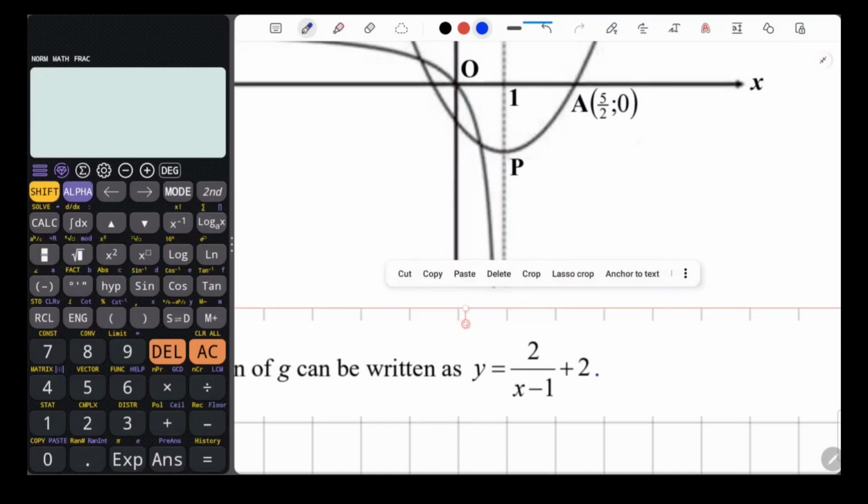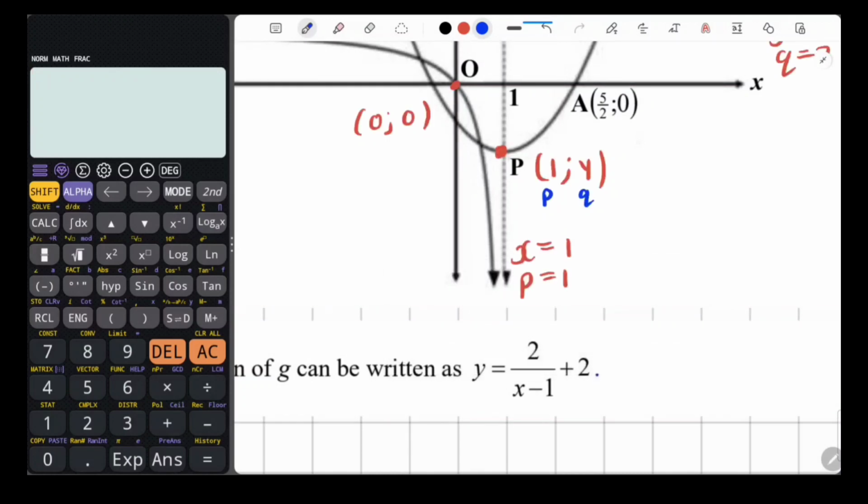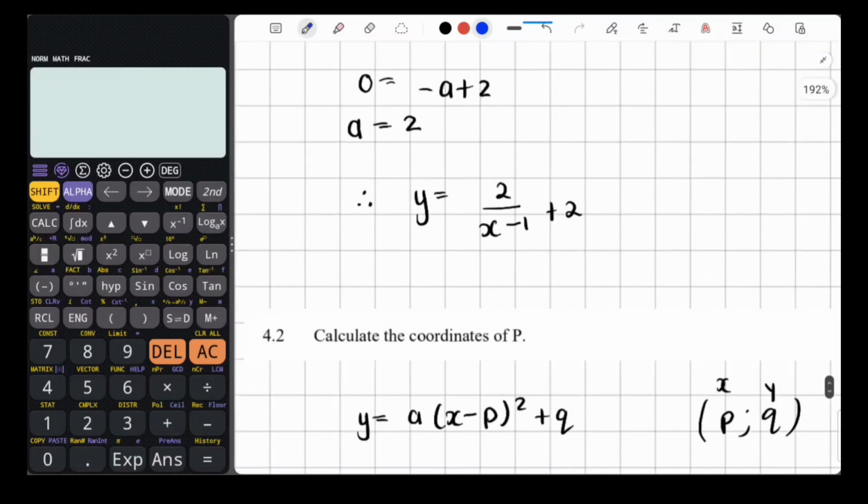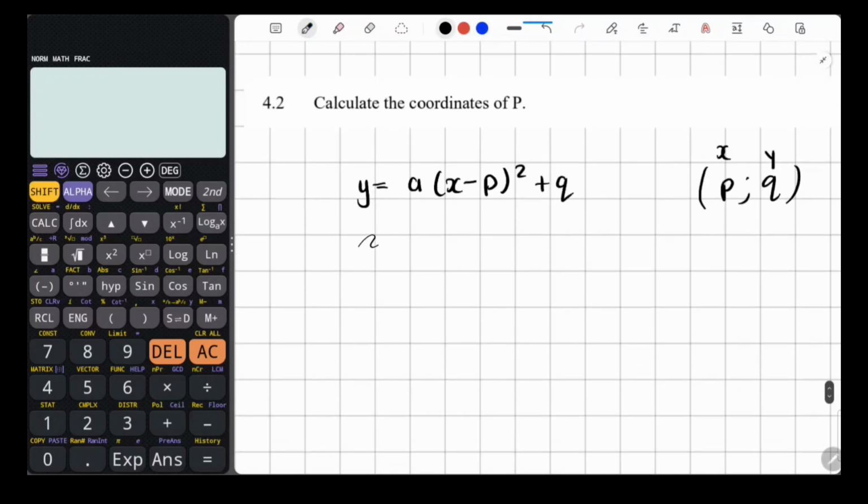So we can go ahead and substitute that into our equation so far. So I'm going to put in P. So I just have so long that y is just equal to a bracket x minus, our P was 1, so it's minus 1 all squared plus q. Now, notice in this, we still don't have a.